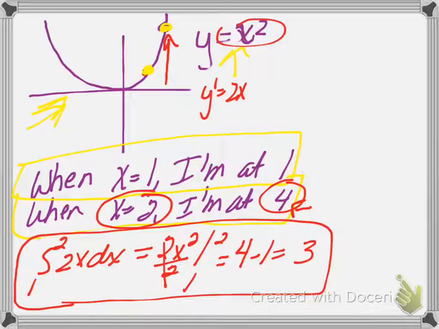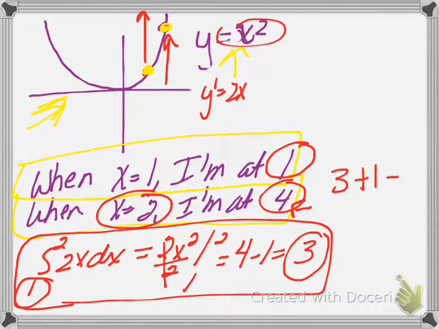But what it didn't consider is that you were already at 1. So if you were already at 1, wouldn't you be a little bit higher? So all you need to do is to find the integral of the function. You'll get the 3, but then you have to add, if you're starting at 1, where were you at 1? At 1, you were at 1. So you have to do the 3 plus 1, and the answer would be 4, which we know is right.